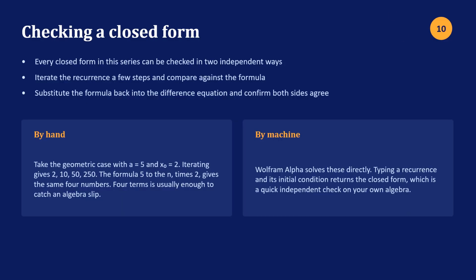Checking a closed form. Every closed form in this section can be checked in two independent ways. Iterate the recurrence a few steps and compare against the formula. So basically generate the sequence by hand and then check it against the formula. Or substitute the formula back into the difference equation and confirm both steps agree. So that's kind of doing it by hand. Then, there's probably other applications, but Wolfram Alpha can solve these directly. Type a recurrence and its initial conditions and it returns a closed form.